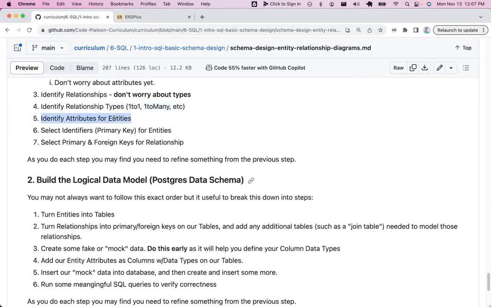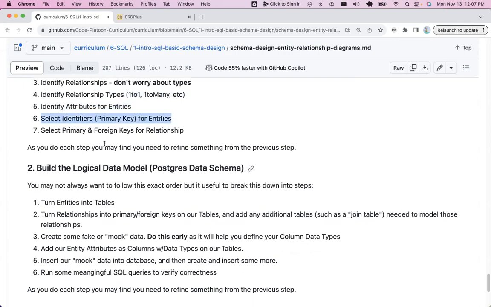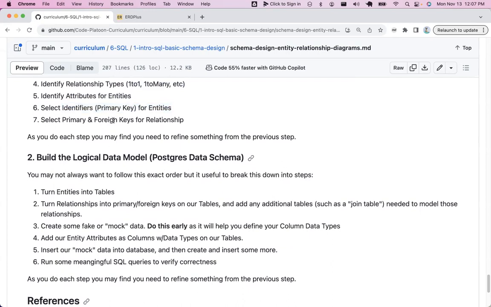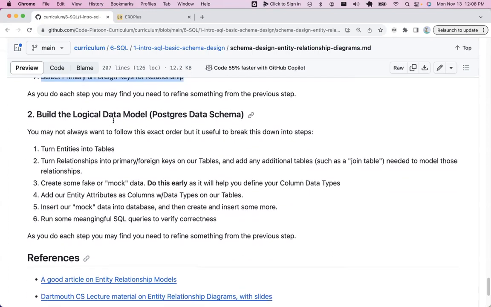Then we identify the attributes. You don't have to go over the top here. Then figure out your identifiers, i.e. the primary key for the entity, and then start thinking about your primary and foreign keys.